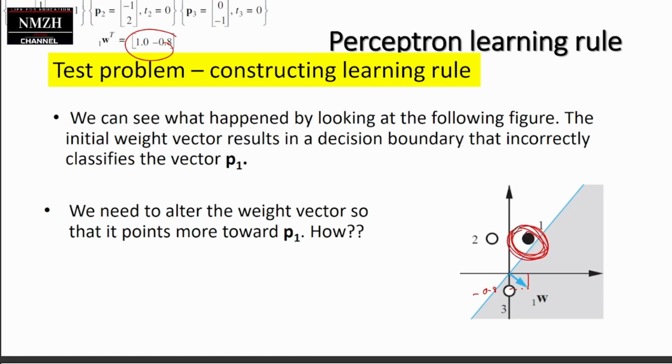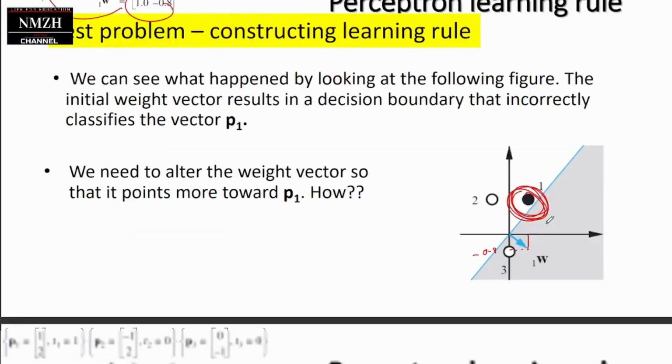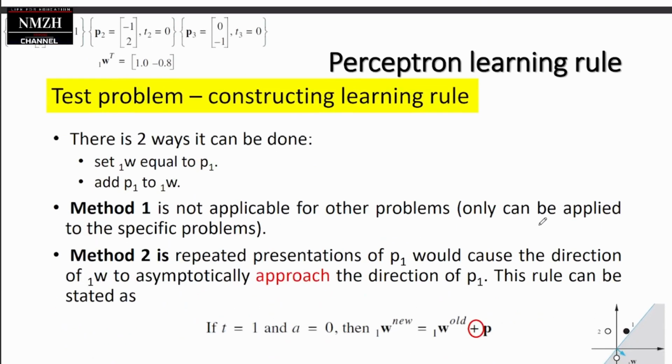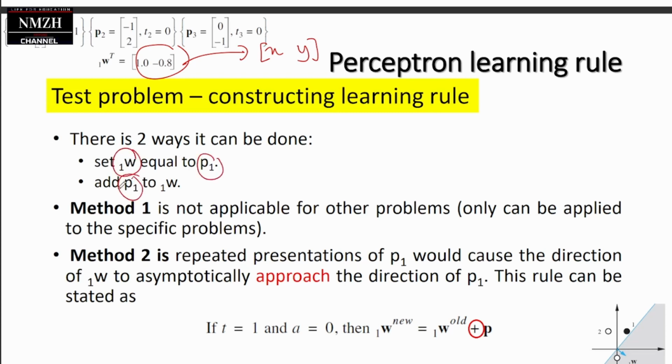Okay, so this weight is particularly dedicated for this 1, 2. So we need to alter the weight vector so that it points more towards this point. So what we need to do is basically to try to alter this value to have a new value. Okay, so the way to do it is, the first is set W equal to P and P add to W.